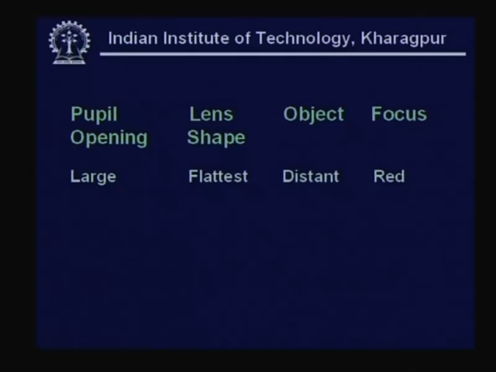So, bearing these abilities in mind, one could once again have a look at how our eye functions. The first row talks about how the pupil opening becomes very large, and when you are looking at a distant object, it becomes easy by virtue of the distance involved, because of the large wavelength for red color. It is easy to focus on red, and in trying to do this, when the pupil opening becomes very large, the lens becomes very flat. The shape of the lens is flattest.